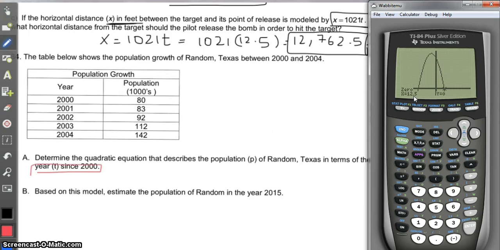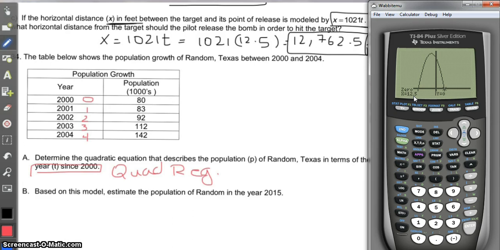So it means that 2000 is going to be our 0, and moving from there, 2001 is going to be 1 year from 2000. 2002 is going to be 2 years from 2000, and so on. So basically, what you need to do over here is to get the quadratic regression.